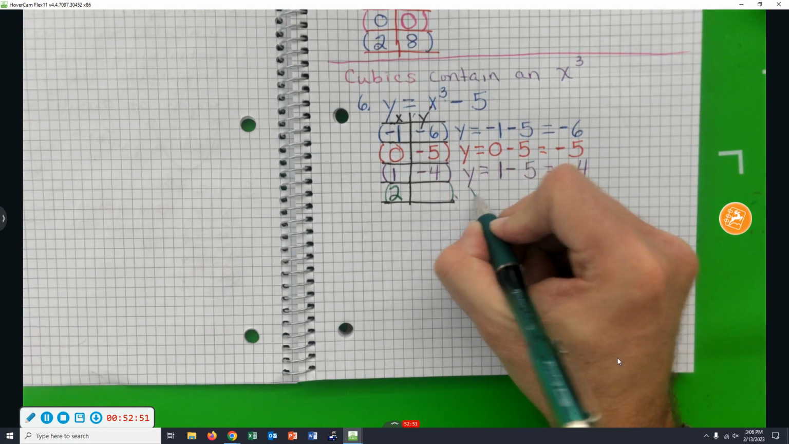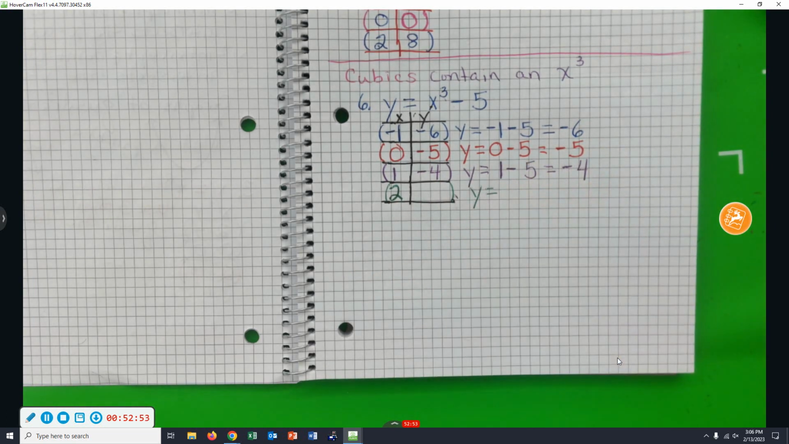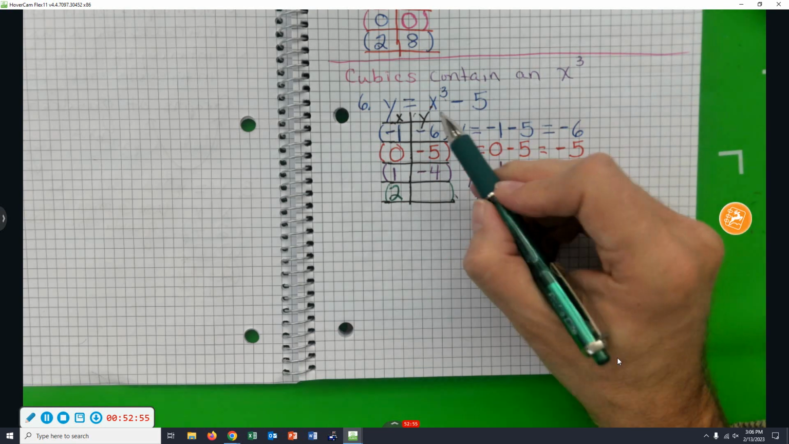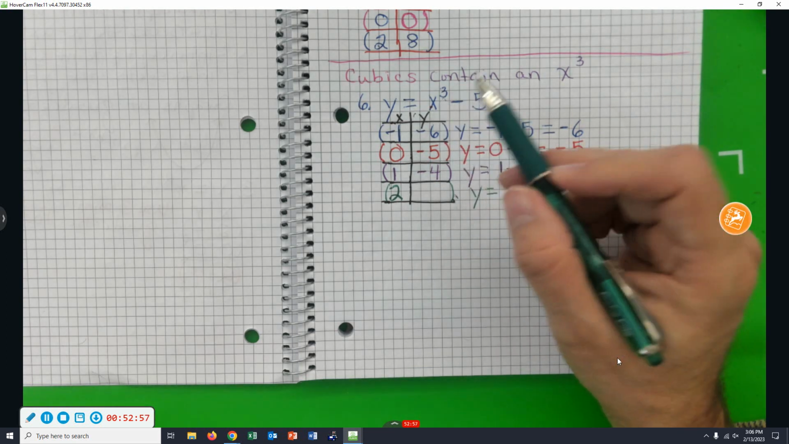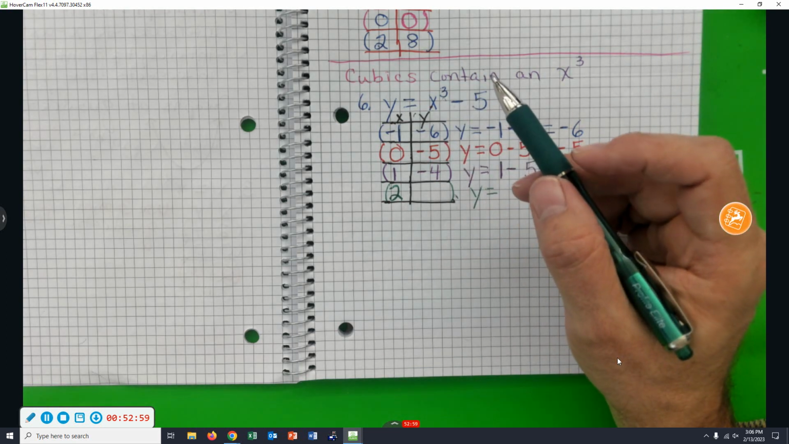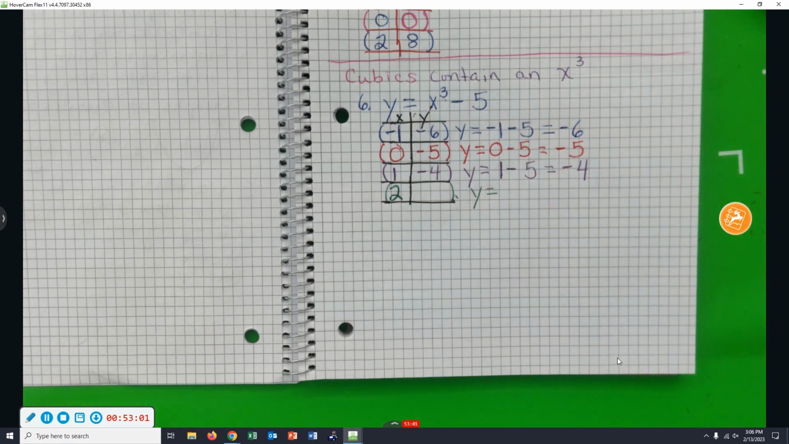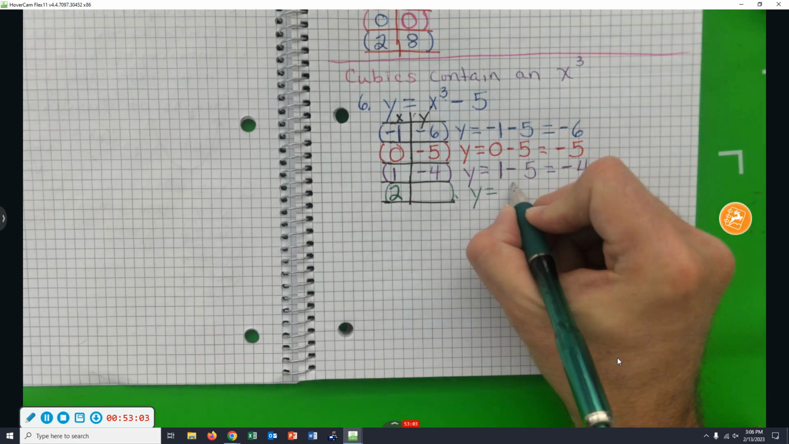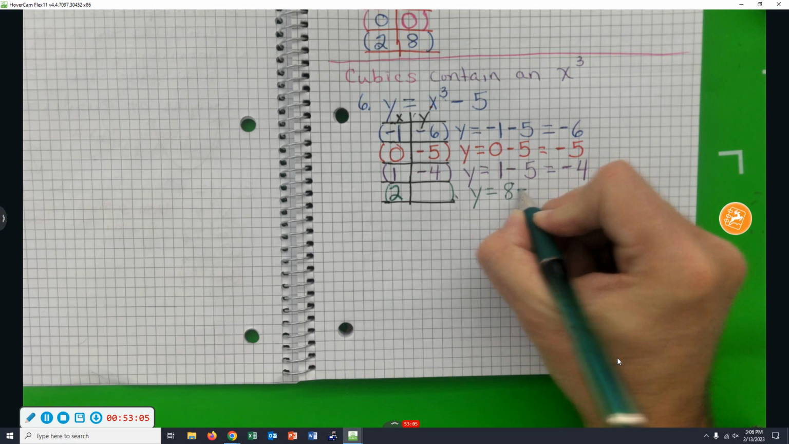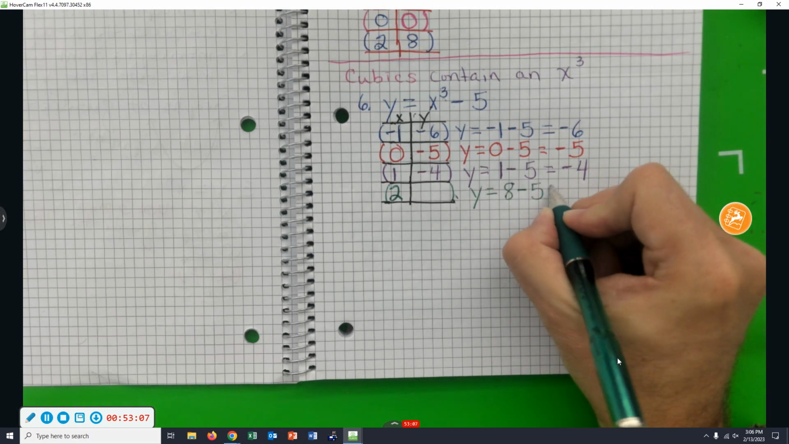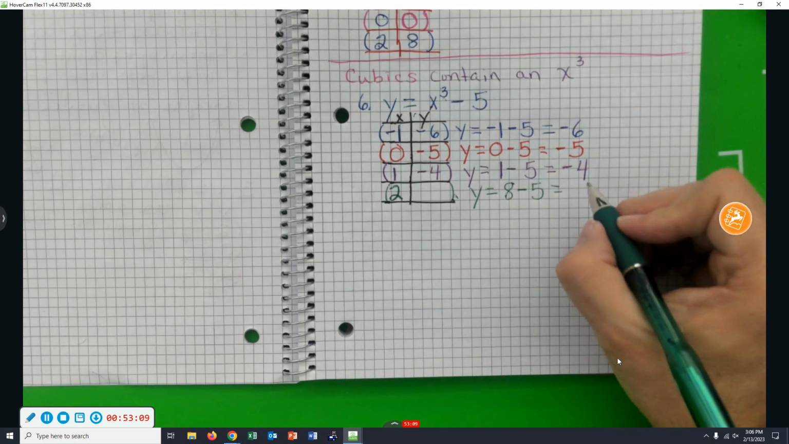What about plugging a 2 in? But don't say 6 immediately. 2 cubed. It's not 6. 2 times 2 is 4. Times 2 is 8. Y'all agree with 8? Minus 5 is 3.